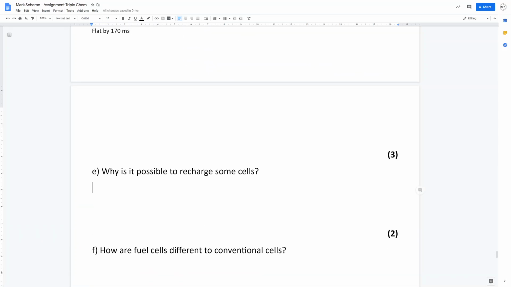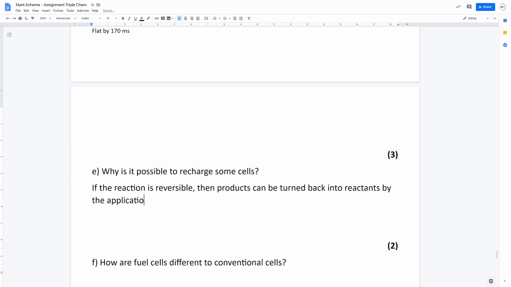Why is it possible to recharge some cells? Well, they contain a reversible reaction. If the reaction is reversible, then products can be turned back into reactants by the application of an external electrical current. So reversible is key, a reversible reaction for a rechargeable cell. Products turning back into reactants, and the way we achieve this is by applying an external electrical current to the battery or cell.